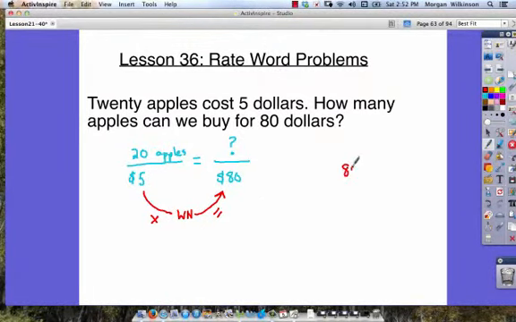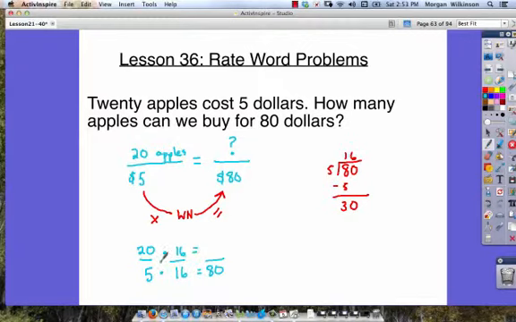What number times 5 equals 80? So if we say 80 divided by 5, 5 goes into 8 one time. We get 5 with 3 left over. 5 goes into 30 6 times. We have 16. So 5 times 16 is equal to 80. Then we must have 20 times 16 is going to be equal to our answer.